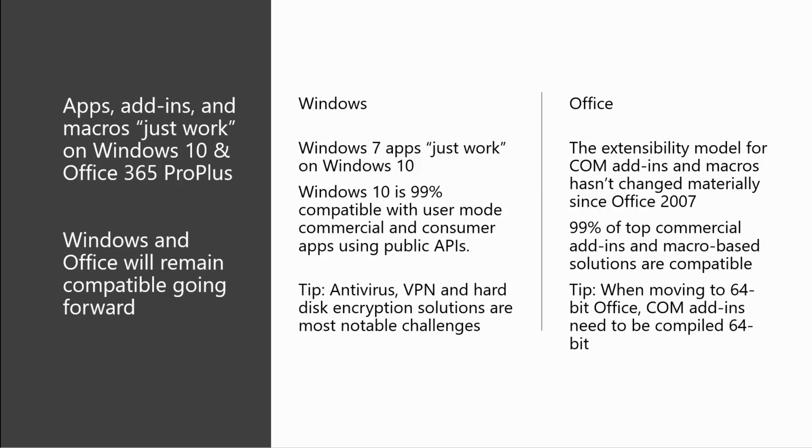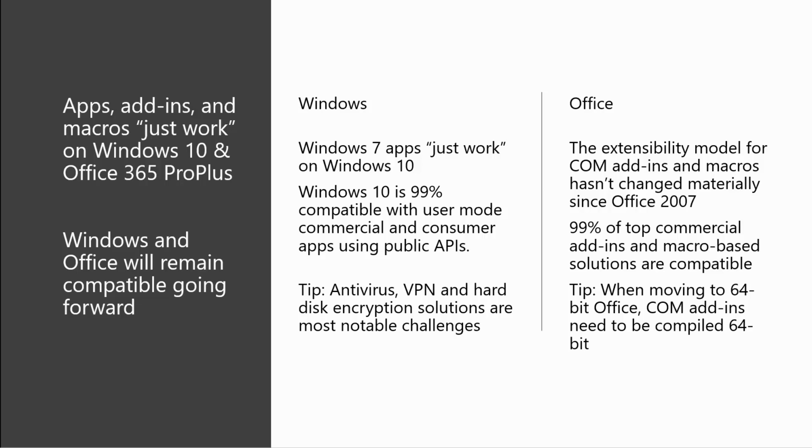Now, the tips here, the 1%, so to speak: antivirus and VPN and hard disk encryption are the things that you'll run into typically on the Windows side that you'll want to pay particular attention to. And on the Office side, a tip is if you're moving to 64-bit Office, COM add-ins need to be compiled natively 64-bit.